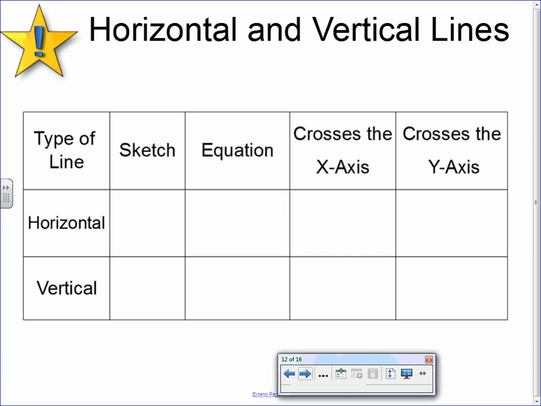But somewhere in your notes, make this little chart, horizontal and vertical, 2 special cases. Again, the third type is oblique. Those are just all of our diagonal lines that we just practiced.